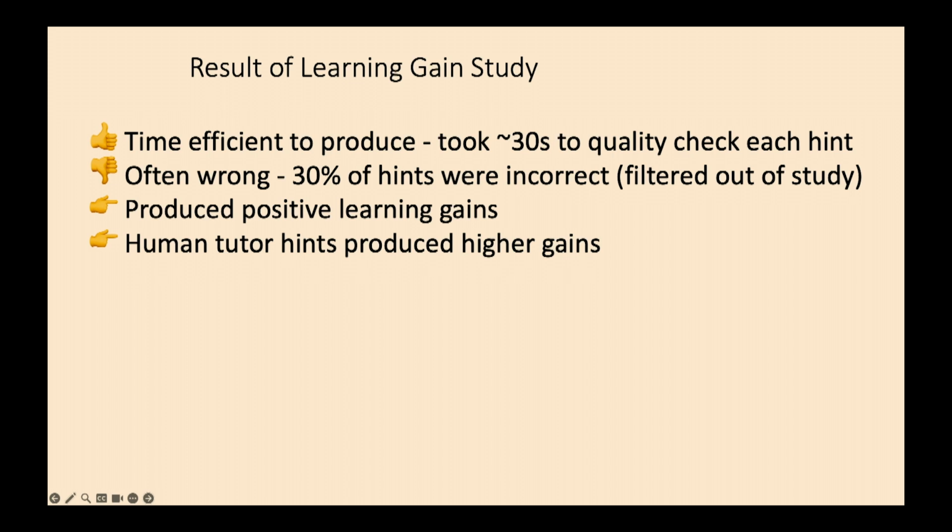And we found that those hints were incorrect 30% of the time. And this is on intermediate and elementary algebra content. So we removed the incorrect hints, replaced them with a regenerated correct hint, and then ran this study to see what the learning gain was of ChatGPT versus the manual hints. And the answer is that the ChatGPT, the AI, produced positive learning gains, but in this study, human tutor hints produced higher gains.